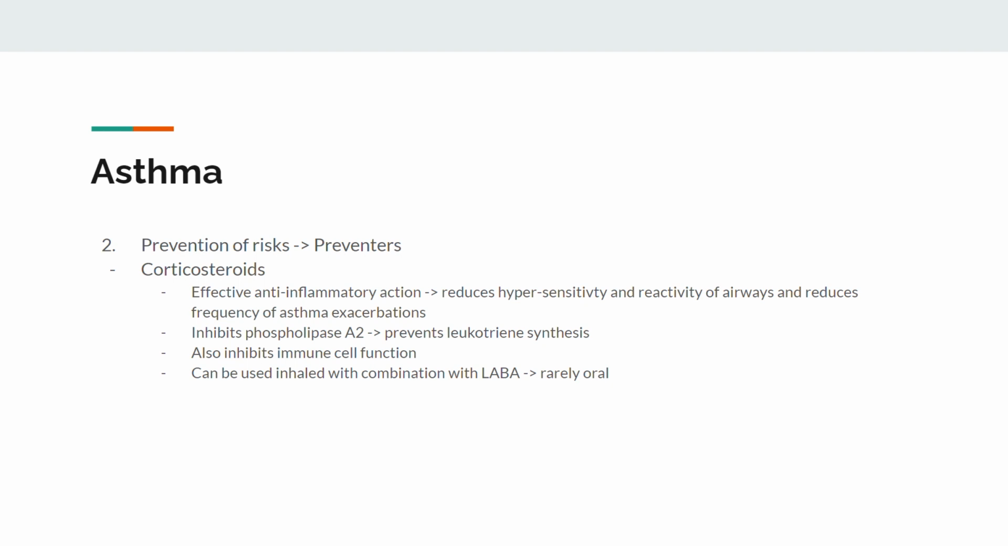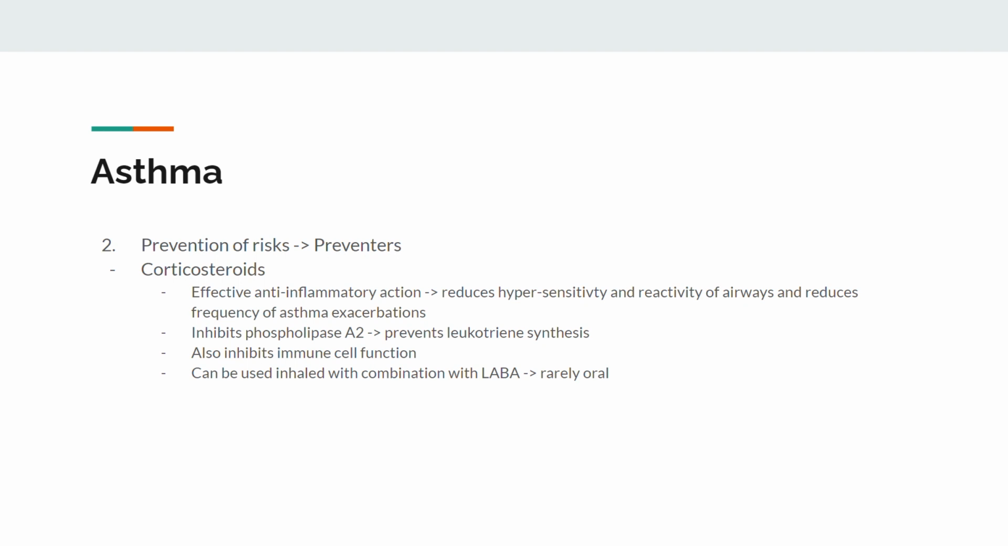So we wanted to reduce the airway remodeling, and we want to reduce essentially the airway limitation. And here we've got stuff that's called preventers. And the main preventer here, one of the most effective for asthma, is corticosteroids. Essentially, these have an anti-inflammatory action. For you guys to know, it just reduces the hypersensitivity and reactivity of the airway and reduces the frequency of asthma exacerbations. And it does this by inhibiting phospholipase A2, which prevents leukotriene synthesis.